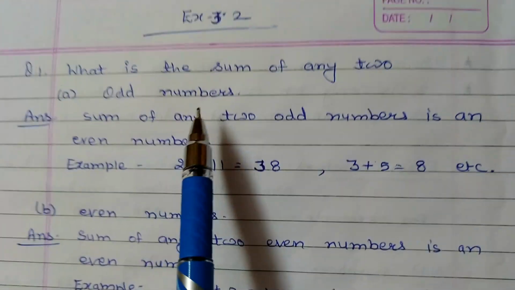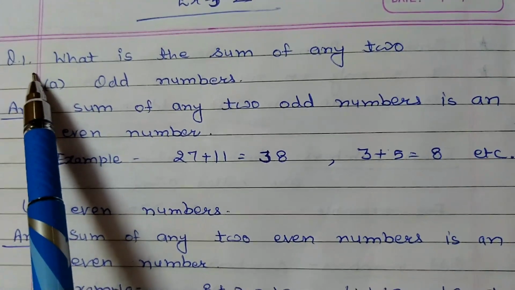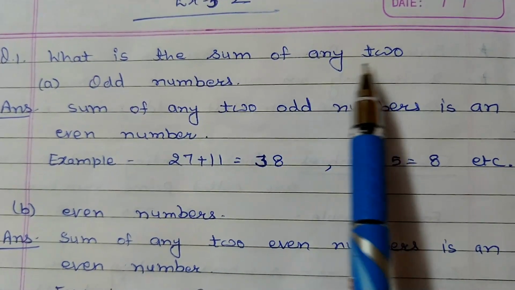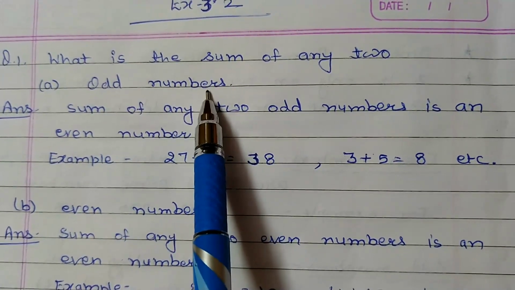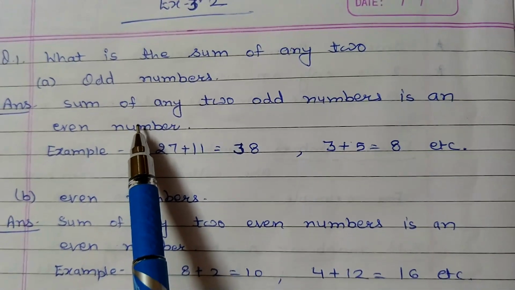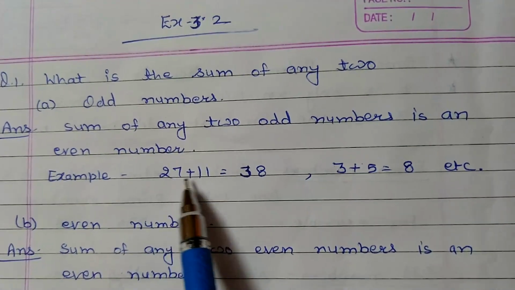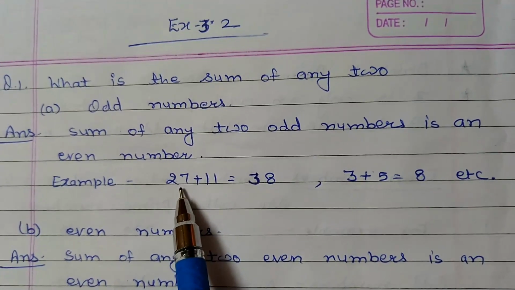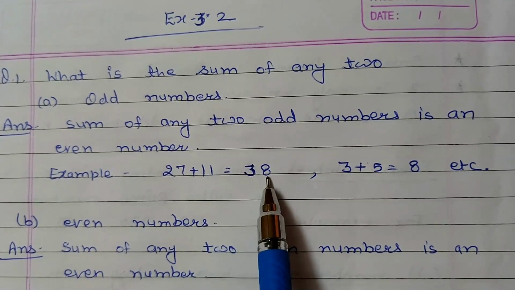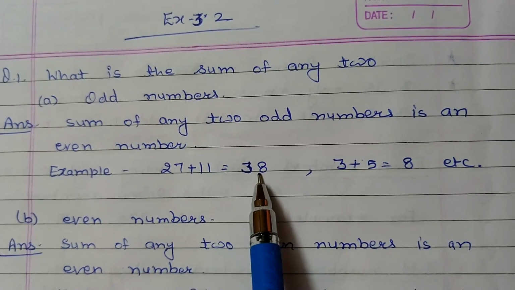Now here we will start exercise 3.2. Question number 1, it says, what is the sum of any two odd numbers? In general, if we take any two odd numbers, then what will be their sum? So we are taking a simple example. Take any two odd numbers, 27 and 11. I have taken 27 and 11. Their sum is 38. If you see, this is an even number.